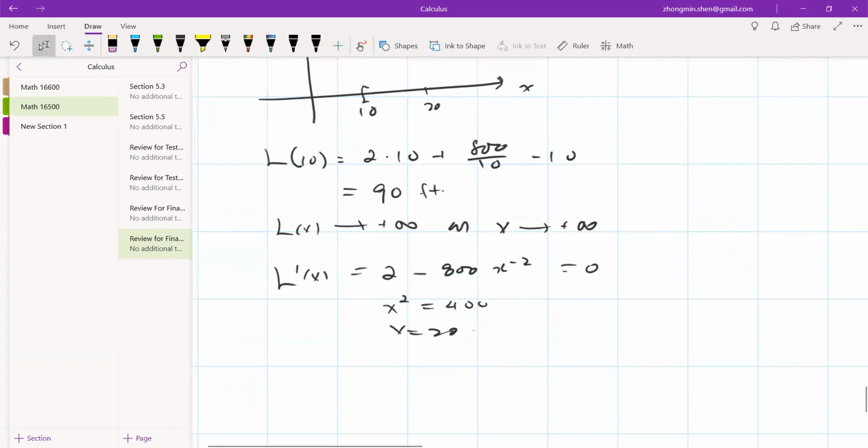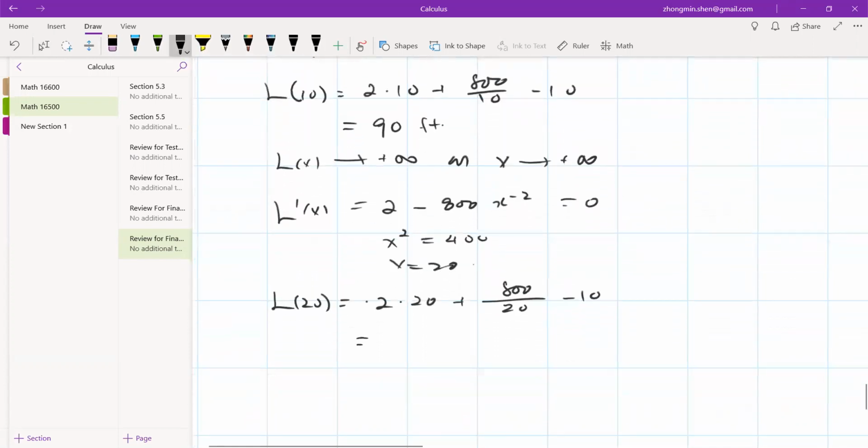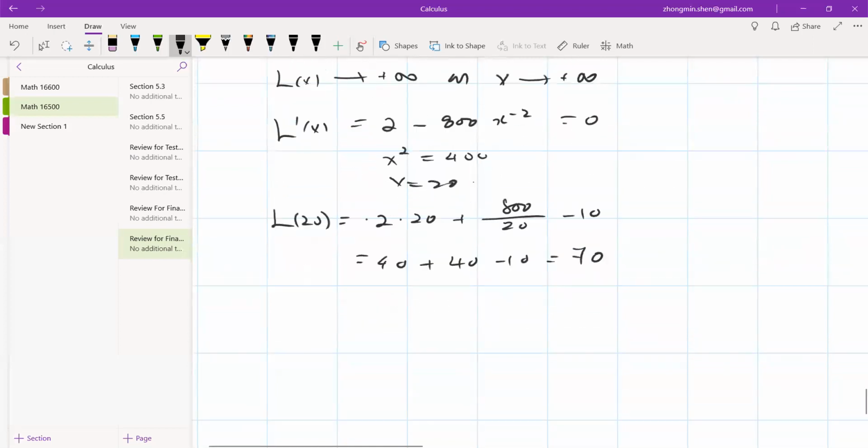So you look at the value at 20. I'm going to get 2 times 20 plus 800 divided by 20 minus 10. Let's see, 40 plus 40 minus 10. So 70. 70 is the smallest value. How does the graph look like? The graph looks like that.